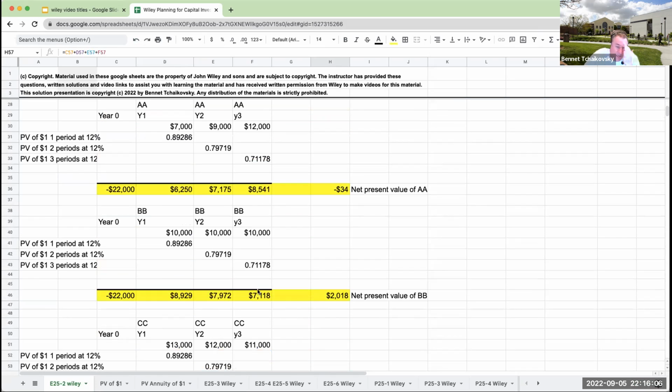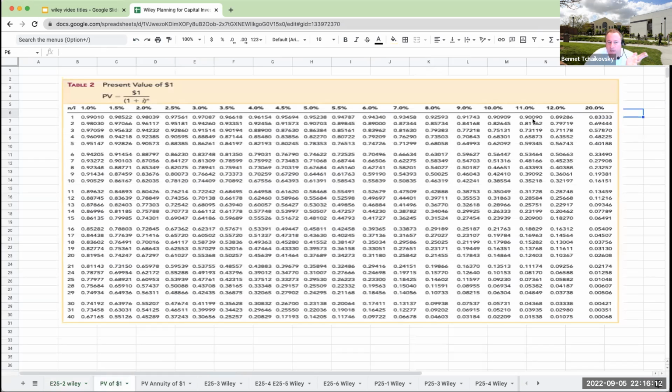So again, once we have the factors, if these are going to be at 12%, I'm always going to be using the same ones. When you read a present value table, number of periods is at 1, over here at 12%. So 1 period from now, this is 0.89286. 2 periods from now, 0.79719. Remember, the present value of a dollar is for a lump sum. It's a one-time dollar amount.